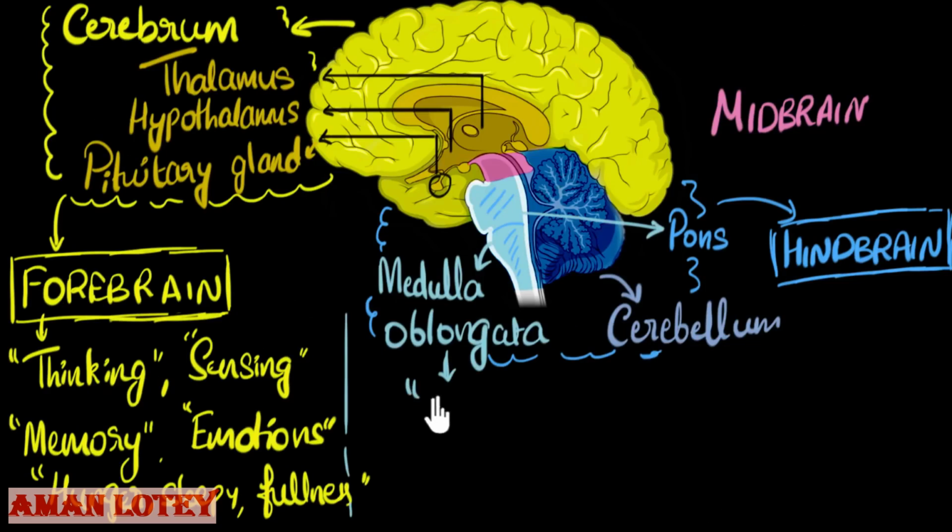Okay, so we'll say life-giving involuntary processes. I'll just write involuntary, okay? Involuntary processes. That means these are the most essential for life, like your heart beating, your breathing, digestion, all of those essential things are taken care of by your medulla oblongata.